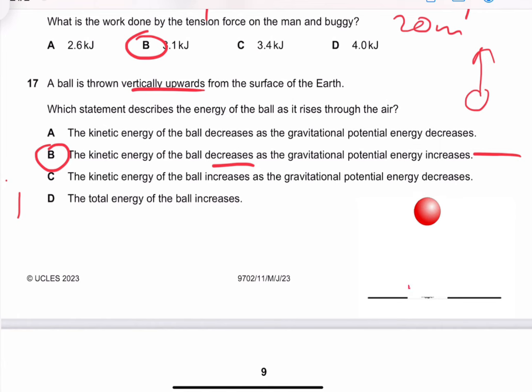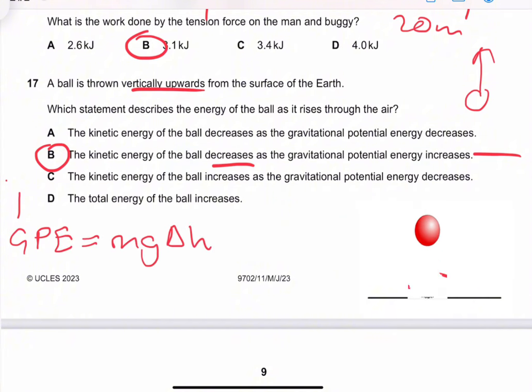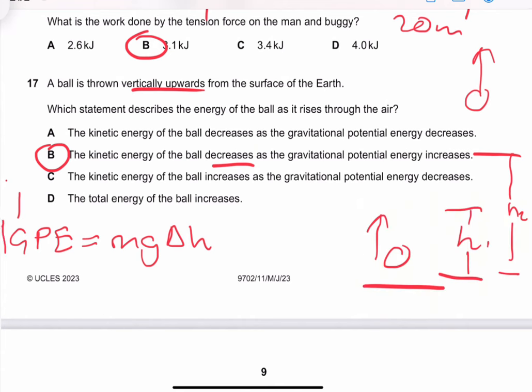But why is that? Well, as you project a ball upwards, the height has to increase. So this height h has to keep on increasing as the ball moves upwards. But we know that the gravitational potential energy is equal to mg delta h. So if the height keeps on increasing, if it was once here, it reaches a higher height, which is h2, it means that the gravitational potential energy also has to increase because the height is increasing. So obviously that would make A wrong, and that would make C wrong. So we also know that the total energy has to remain constant, because we cannot create energy. So we cannot say that the total energy increases, but the kinetic energy has to decrease.